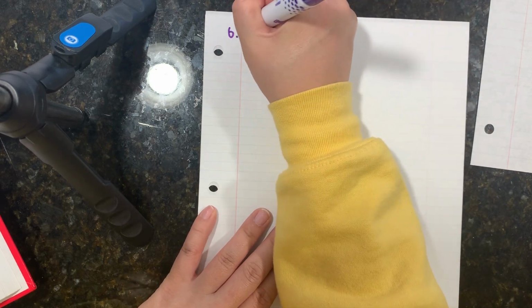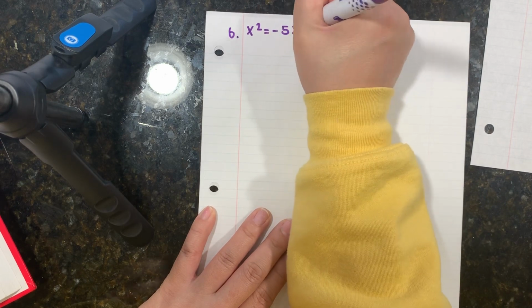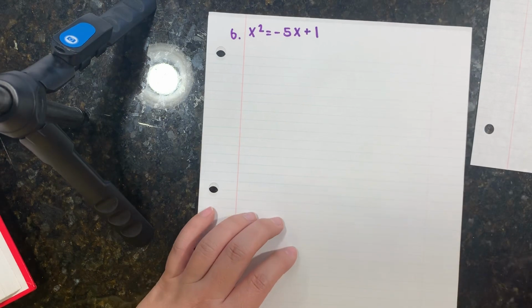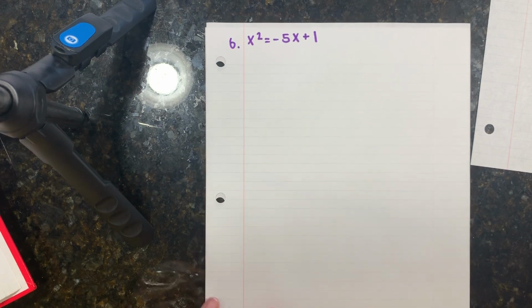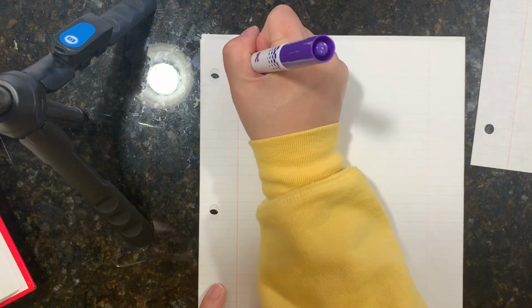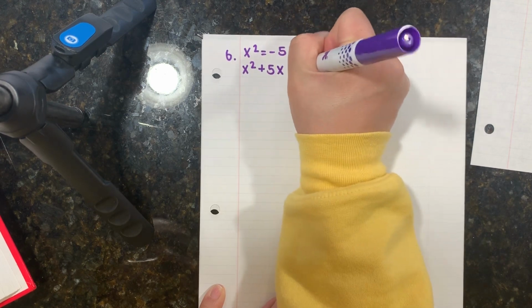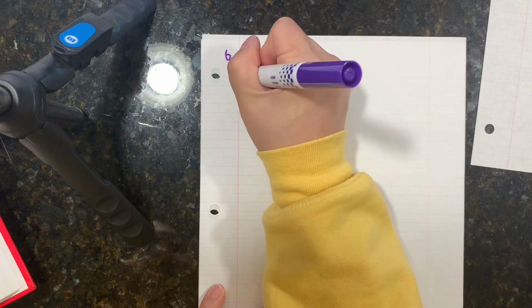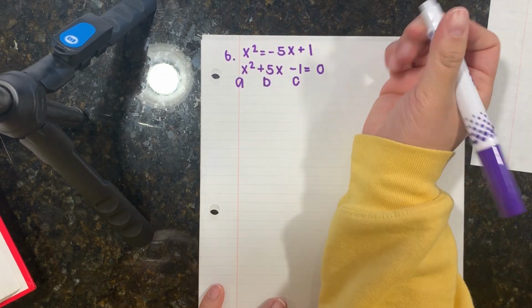I have x squared equals -5x plus 1. And it says, use the discriminant to determine the type of solutions that each equation has. Do not solve. So all I'm doing again is solving for the b squared minus 4ac. Before I can do that, you need to set this equation equal to 0. That would give me x squared plus 5x minus 1 is equal to 0.